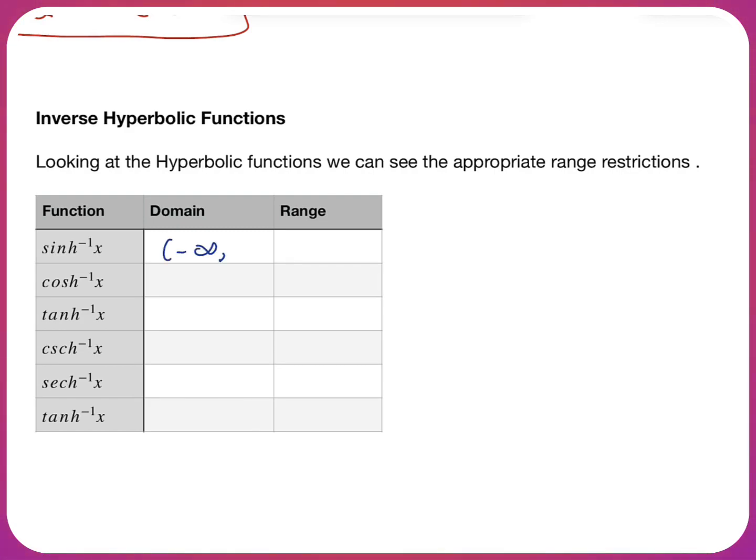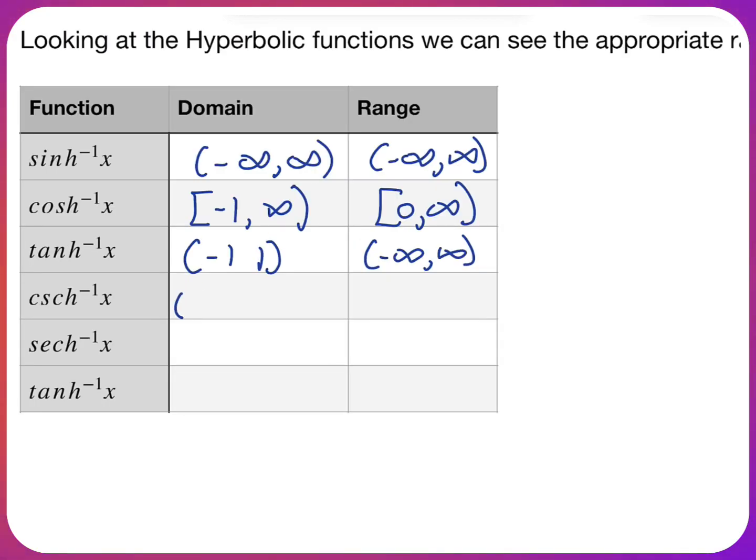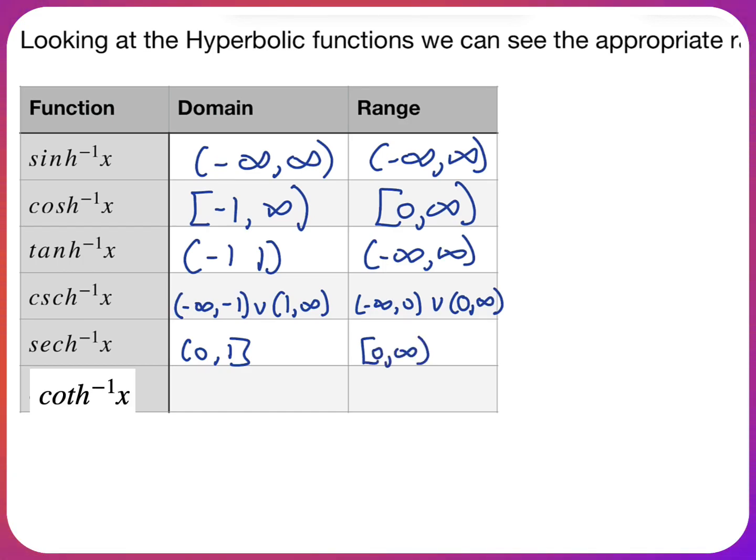Here is the domain and the range of the inverse hyperbolic sine function, and the domain and range of the inverse hyperbolic cosine function, the inverse hyperbolic tangent function, and the inverse hyperbolic cosecant function, and the inverse hyperbolic secant function, and the domain and range of the inverse hyperbolic cotangent function.